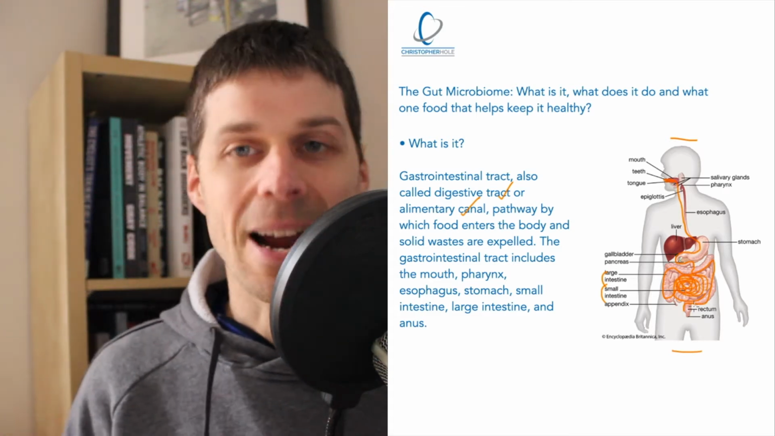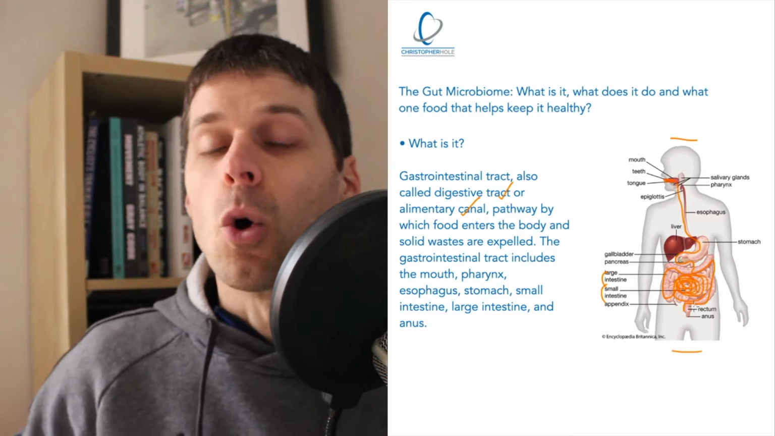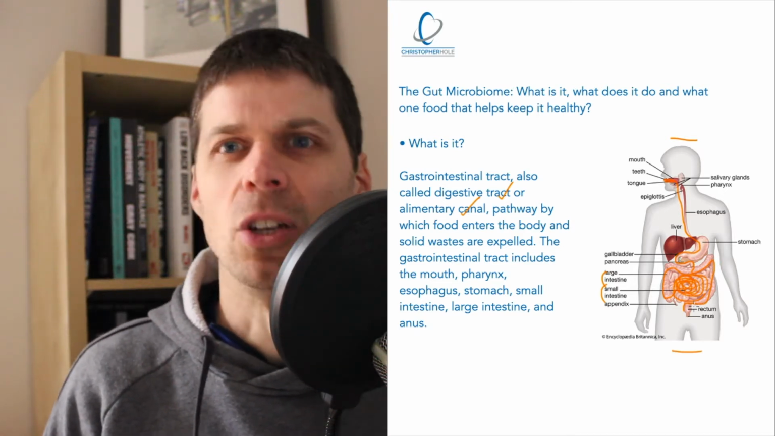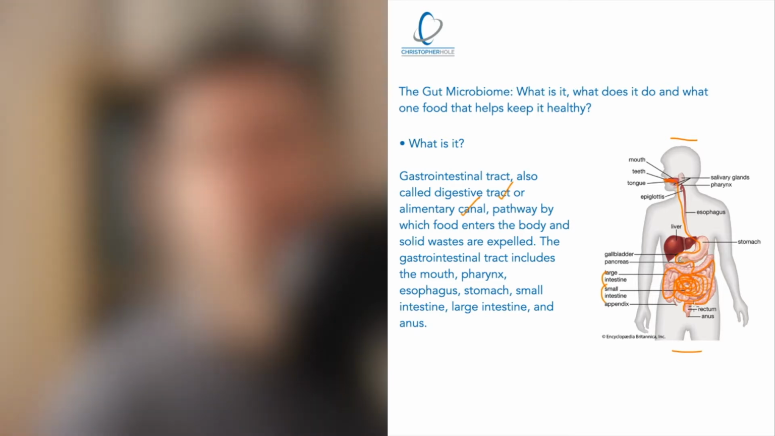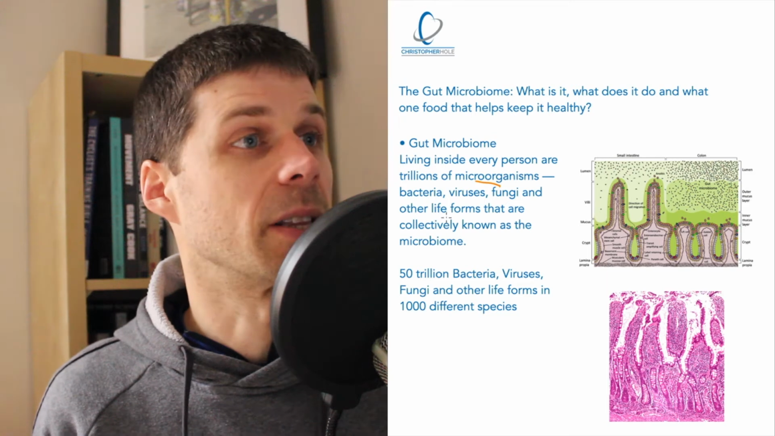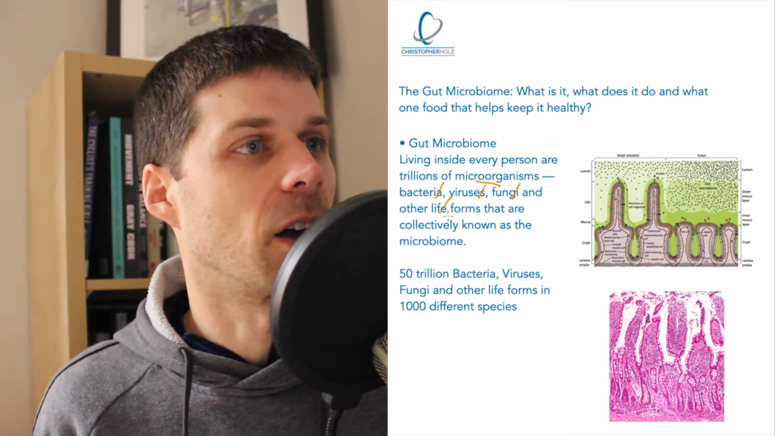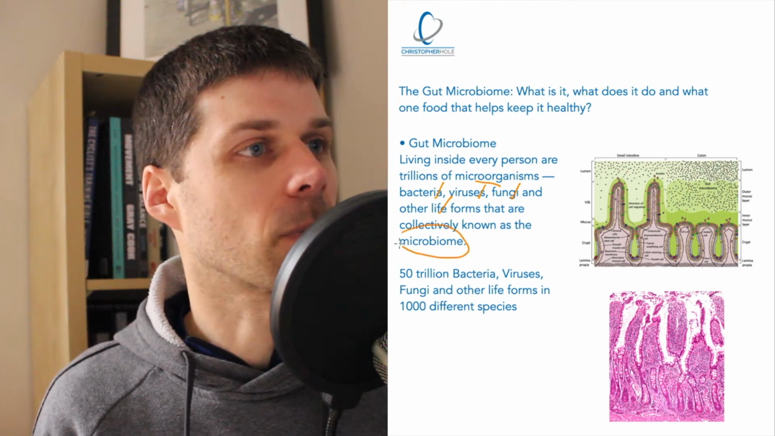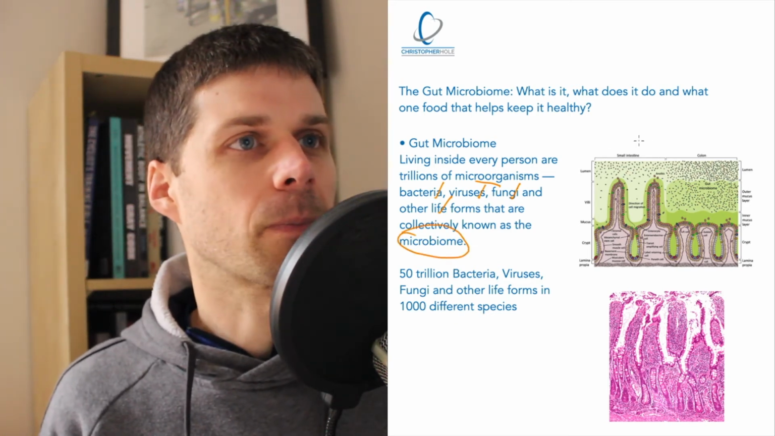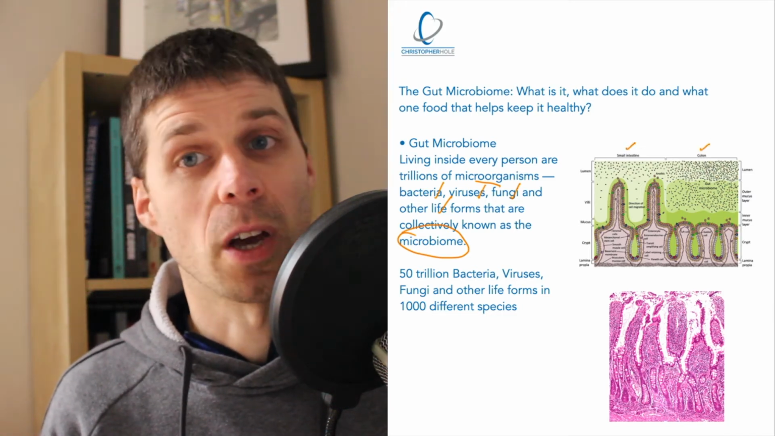So what we are now going to do is drill down in, to magnify what the small intestine and the large intestine look like from the inside, if you will. Living inside every person are trillions of microorganisms, and this can be in the form of bacteria, viruses, fungi, and other life forms. This is collectively known as the microbiome. Now, we're zeroing in, as I mentioned, on the small intestine and the large intestine or the colon.